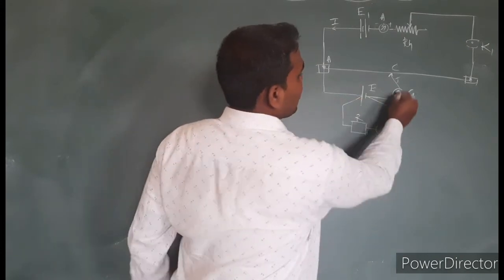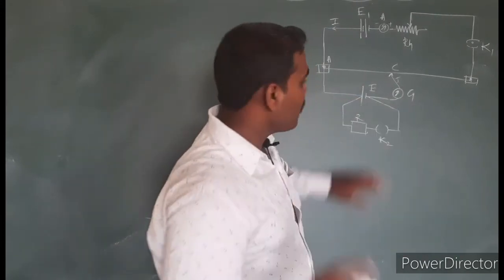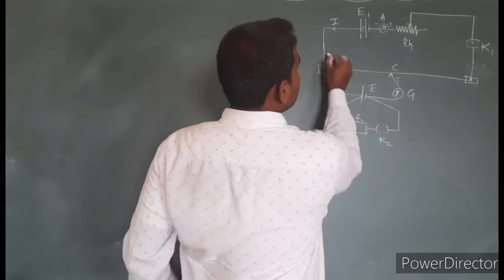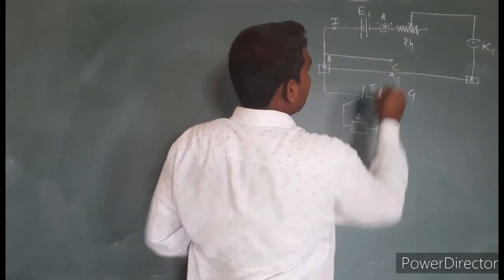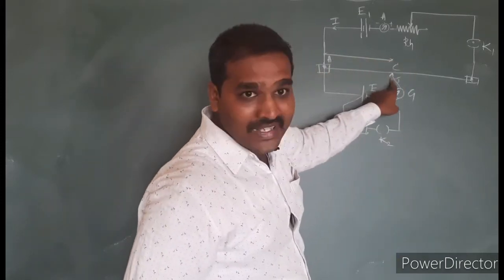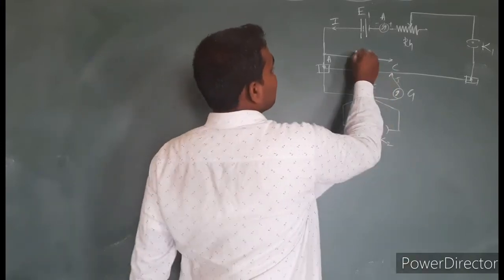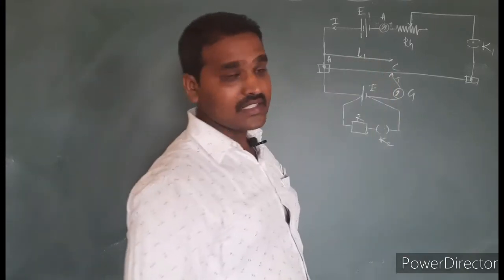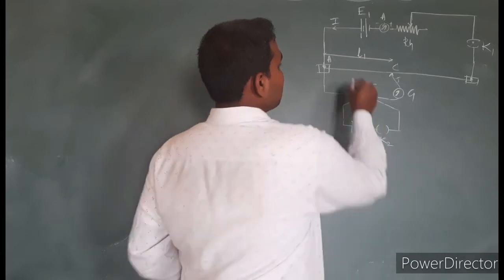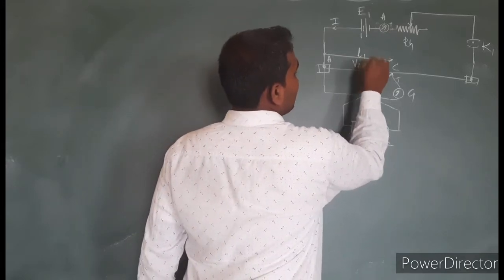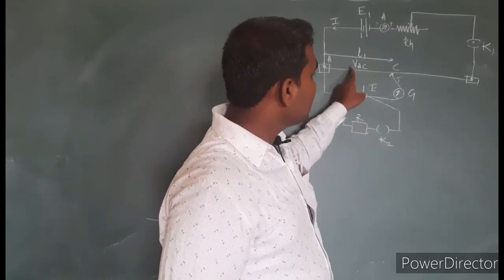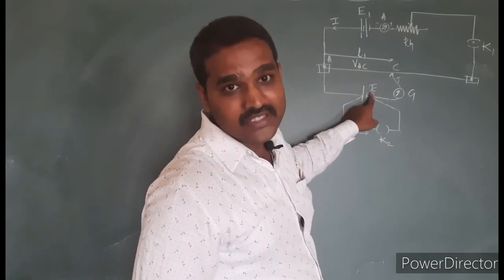The galvanometer deflection will be equal to 0 when the potential drop in this metal wire of length AC, let this length be L1, so this potential drop I call VAC, will be equal to the EMF of the cell.